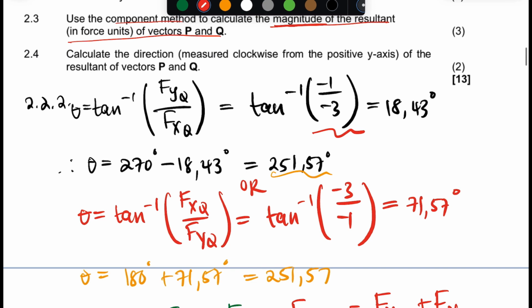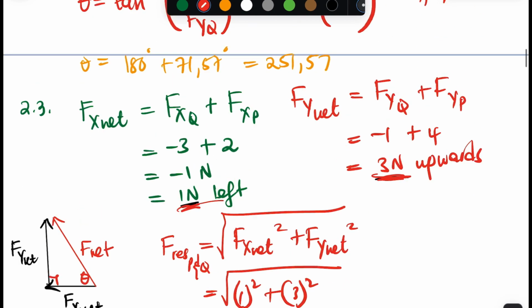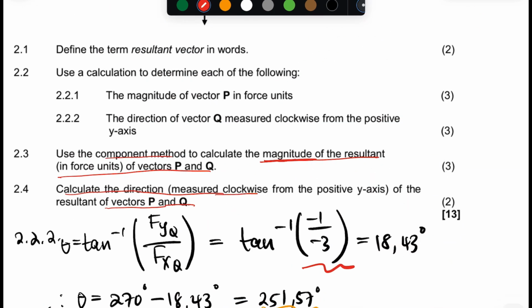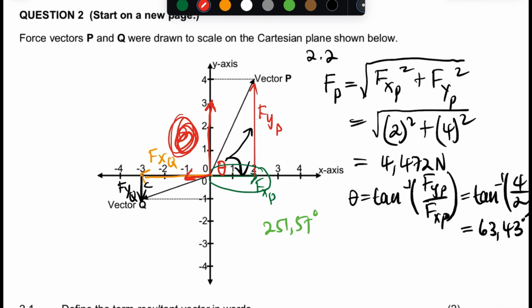Now in the following question, they want the direction of the resultant of Q and P. They want the direction of this resultant, but it's very important, the instruction says measured clockwise from the positive y-axis, and they want it in bearing form. So as I've mentioned, this resultant is going to be here, in that quadrant, because you have negative 1 and positive 3 there.